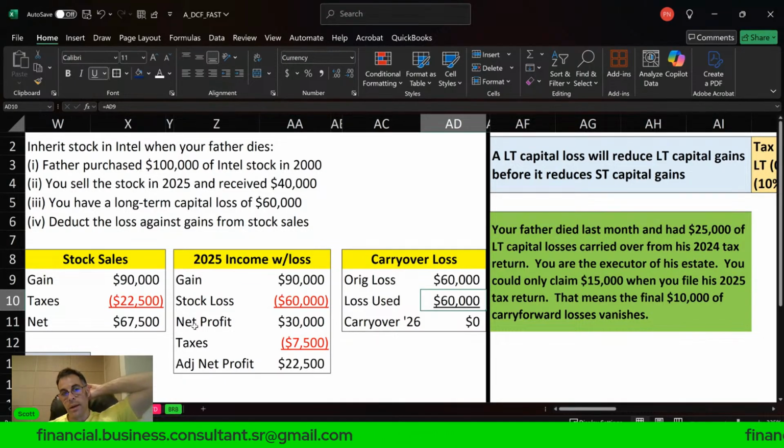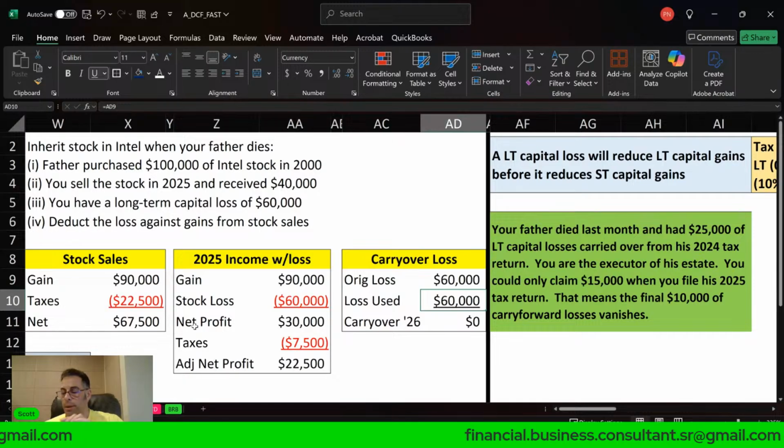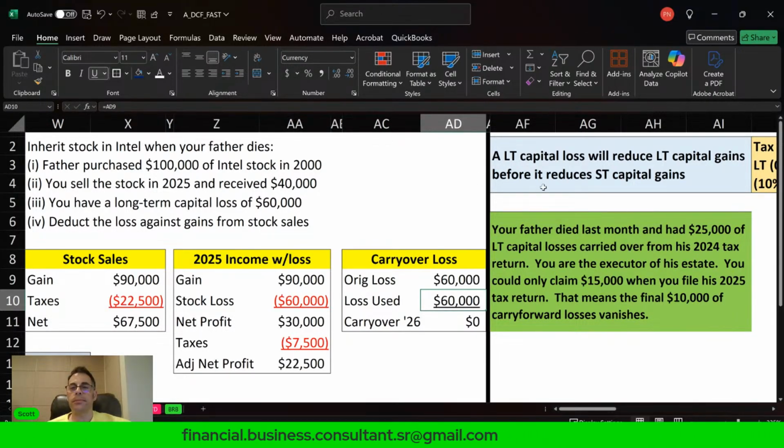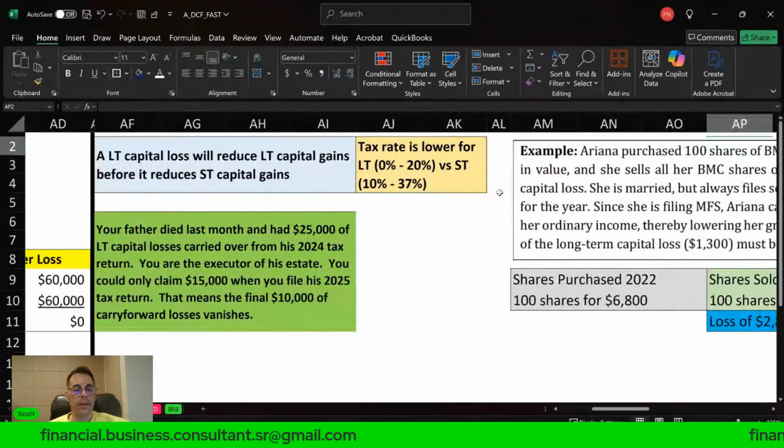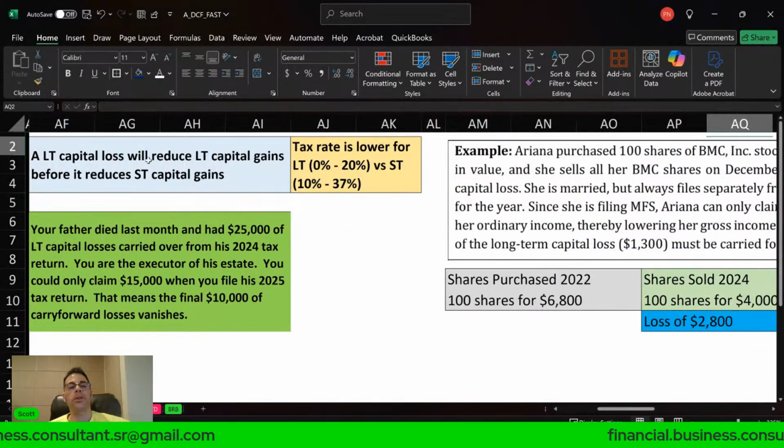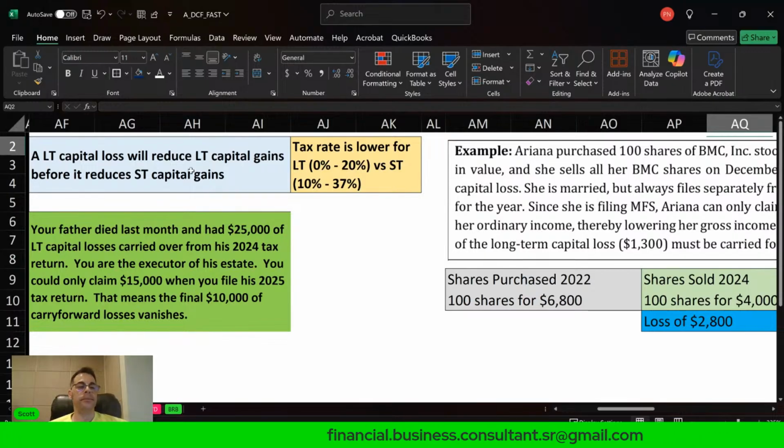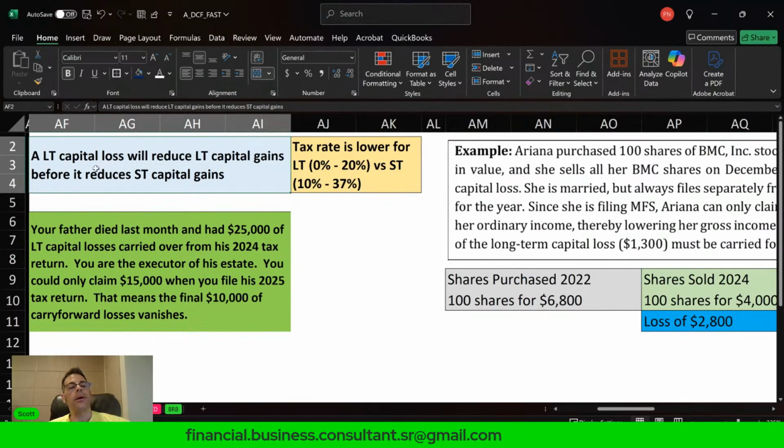Is that clear? I mean, it makes sense to me. I'm trying to break it down to explain it, but I mean, it's not super straightforward, but it is straightforward once you understand it. It makes a lot of sense.